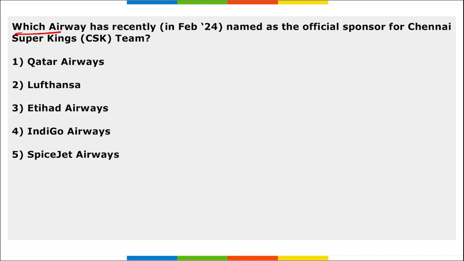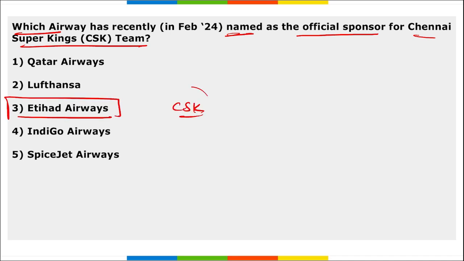Next, which airway has recently been named as the official sponsor for Chennai Super Kings? So Etihad Airways has been named as the official sponsor for Chennai Super Kings IPL team.